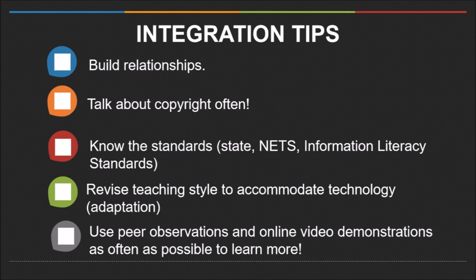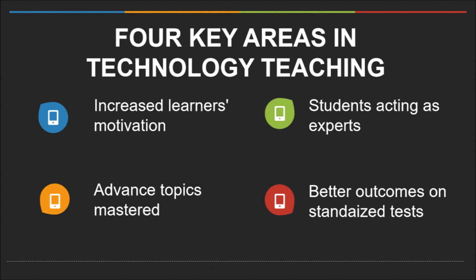Build relationships. Talk about copyright. Know the standards: state, national, and information literacy standards. Revise teaching style to accommodate teaching adaptation. Use peer observations and online video demonstrations as often as possible to learn more. The key areas in technology teaching are that it increases the learner's motivation, students act as experts, there are better outcomes on standardized tests, and advanced topics are mastered.